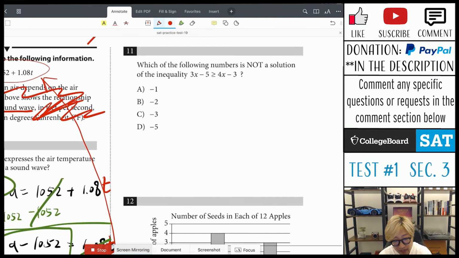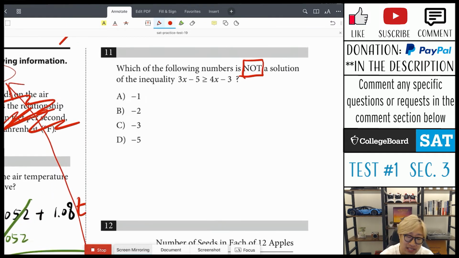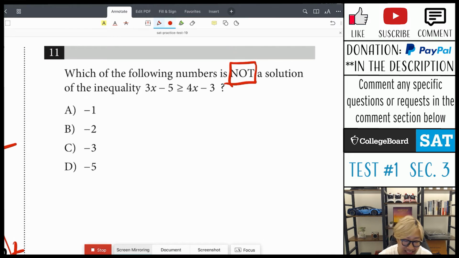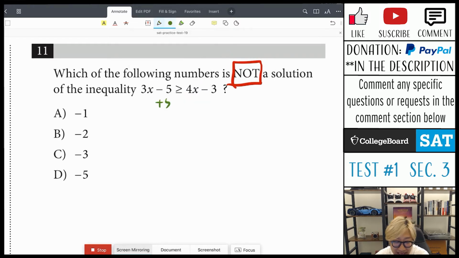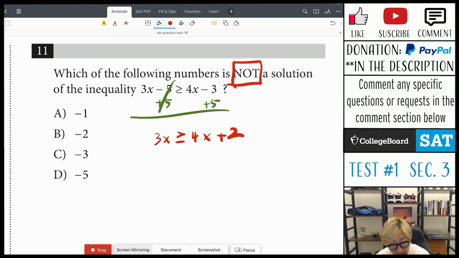Here we go. Number 11. Which of the following numbers is not a solution? Listen, which of the following numbers is not a solution? So don't circle something that works. Here we go. Put the like terms together. Once again, I hate negatives, so I like to work in positives. So subtract that 5, add that 5, so 3x is greater than or equal to 4x plus 2. And now, go ahead and subtract 4x on both sides.